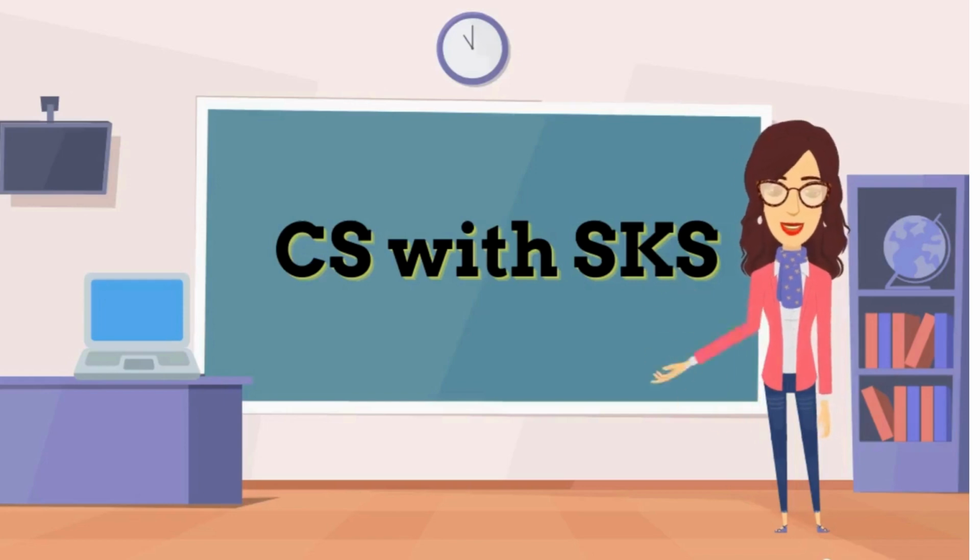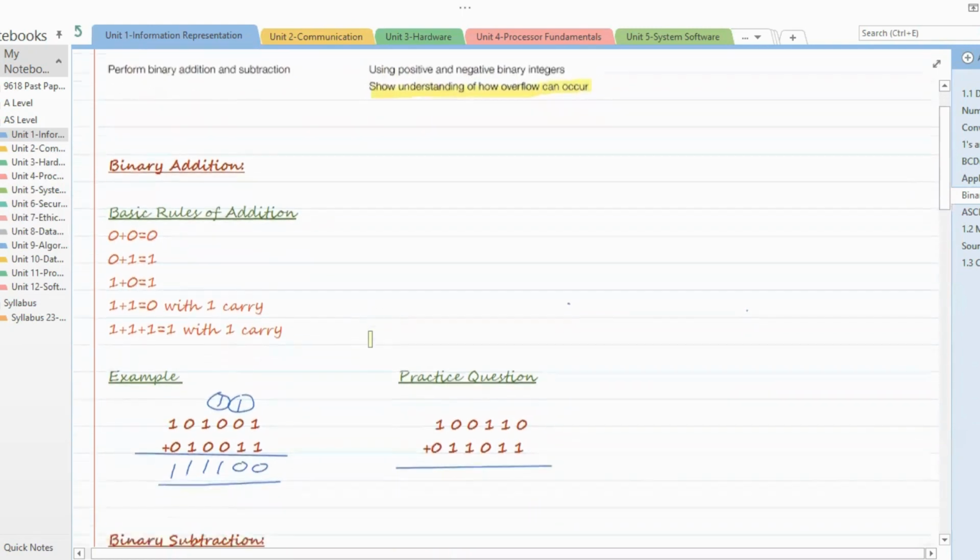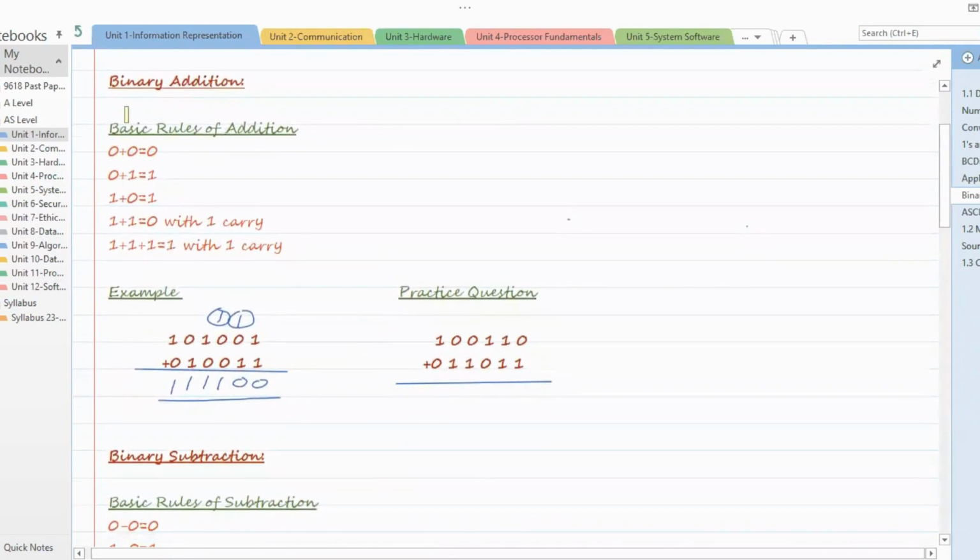Let's learn computer science. Today's session is about binary arithmetic, and under binary arithmetic we'll learn about binary addition and subtraction. Syllabus reference: perform binary addition and subtraction using positive and negative binary integers and show understanding of how overflow can occur, right? Let's start. So we'll first learn about binary addition and then we'll learn about binary subtraction.